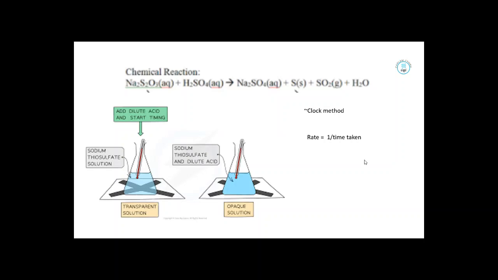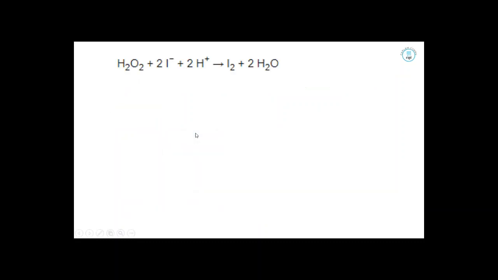It's important that in a clock method, your rate is worked out as 1 over time, and that gives you the unit s^-1 for rate. So clock methods are a different way of working out rates: 1 over time. Don't forget, that is year 12, but I have seen it on year 13 papers, and my year 13s did not know how to work out the rate. So 1 over time for a clock event.